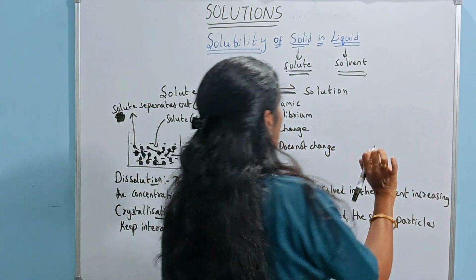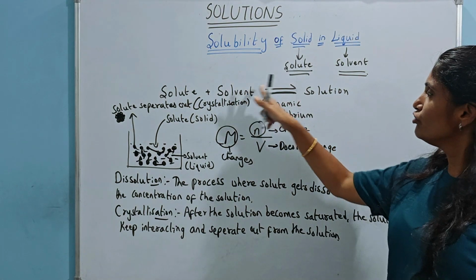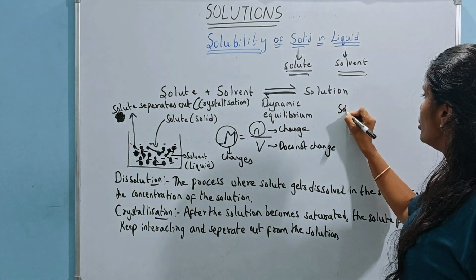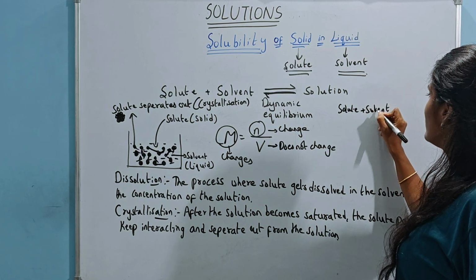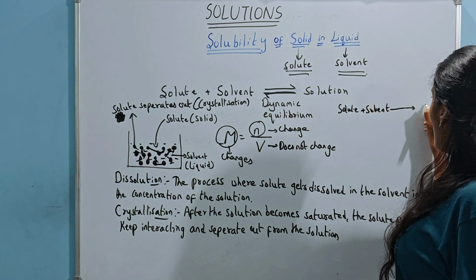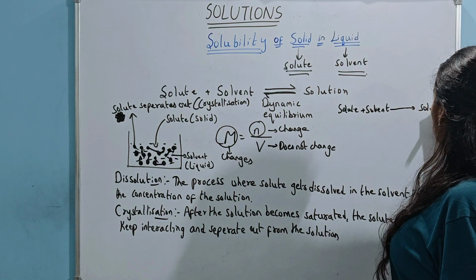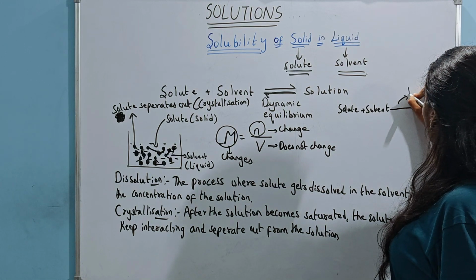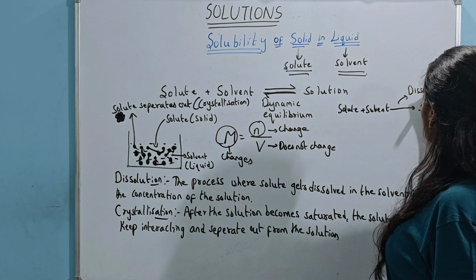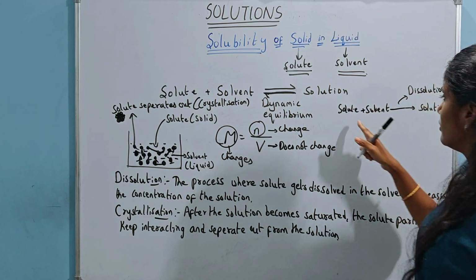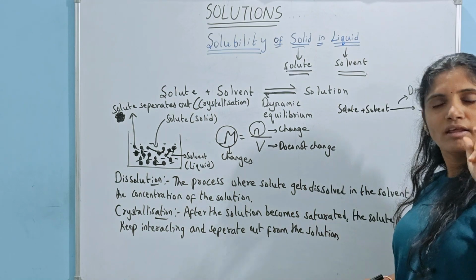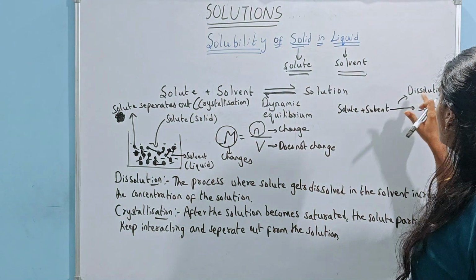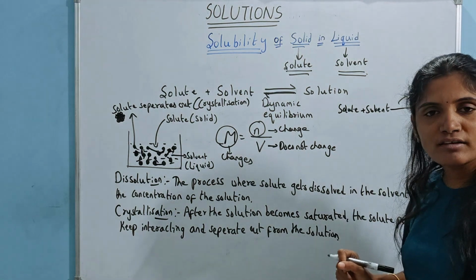Now you see here, what did I tell you? Solute plus solvent. Solute is getting dissolved in the solvent, and what is getting formed? Solution is getting formed. This process is my dissolution. You are adding solute into the solvent, solute is getting dissolved, increasing the concentration of the solution. This process I call dissolution.